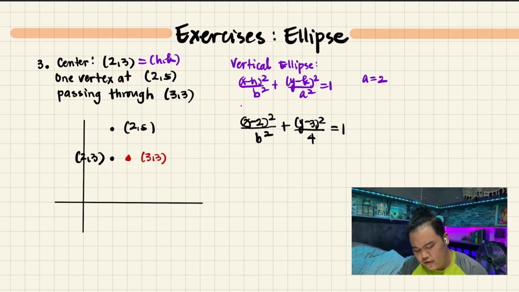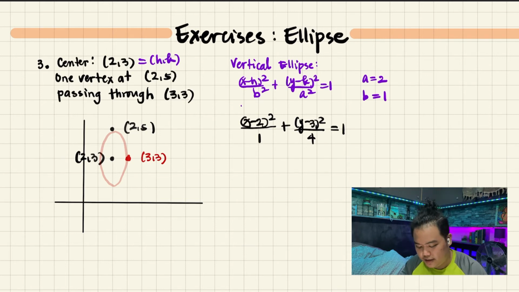Okay? Actually, alam na natin na siya si B kasi, tingnan nyo, magka-level. Diba, ito yung major axis natin. Perpendicular ang major axis tsaka minor axis. So, ibig sabihin ng B mo ay 1. Therefore, B is 1. So, pwede na natin palitan actually ito ng 1. Kasi, B ay 1.